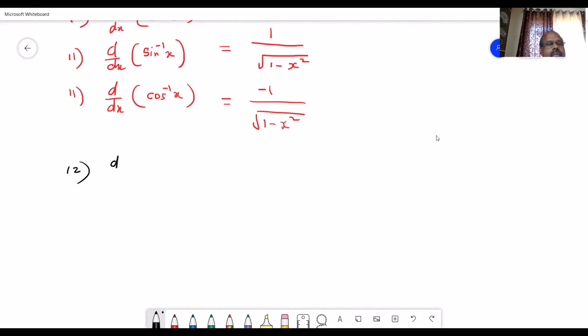Now, let us come to dy by dx of tan inverse x. This is equal to 1 divided by 1 plus x square. 1 divided by 1 plus x square.